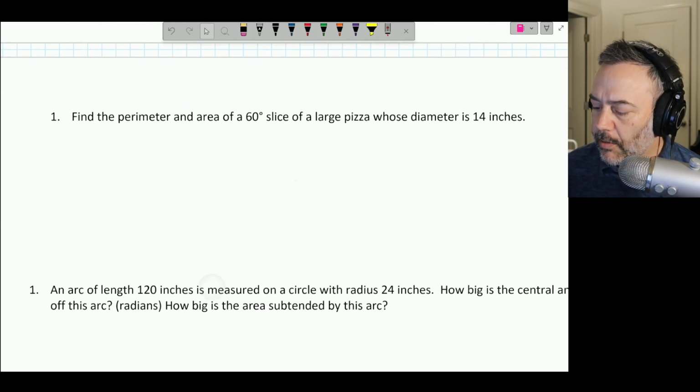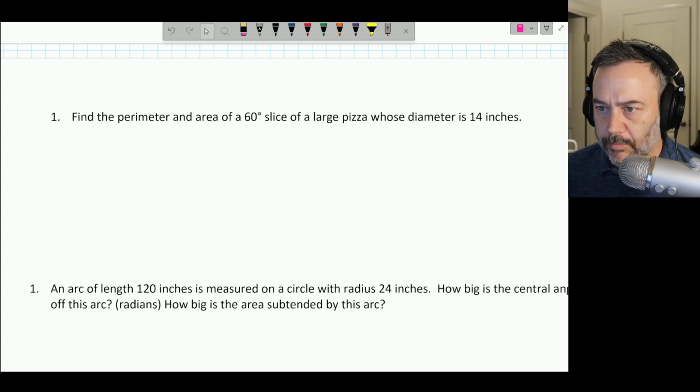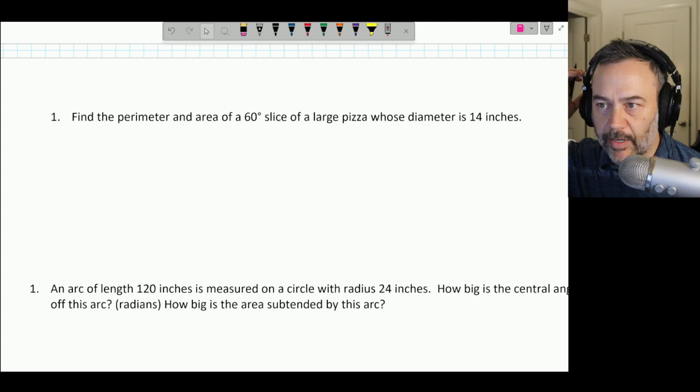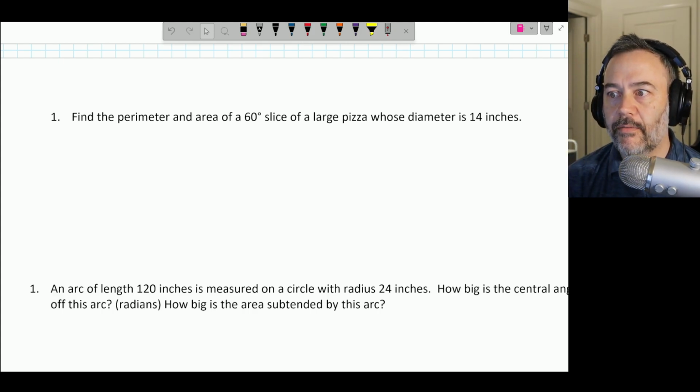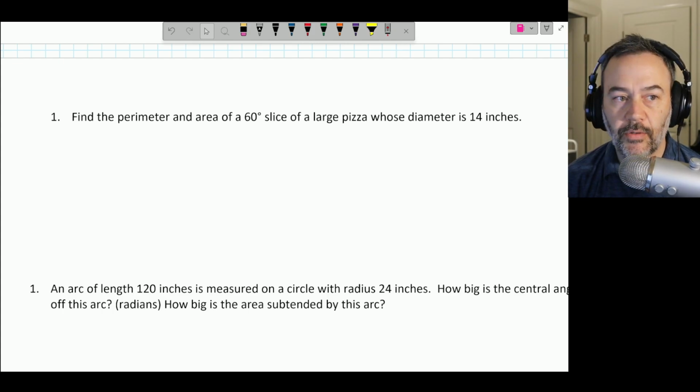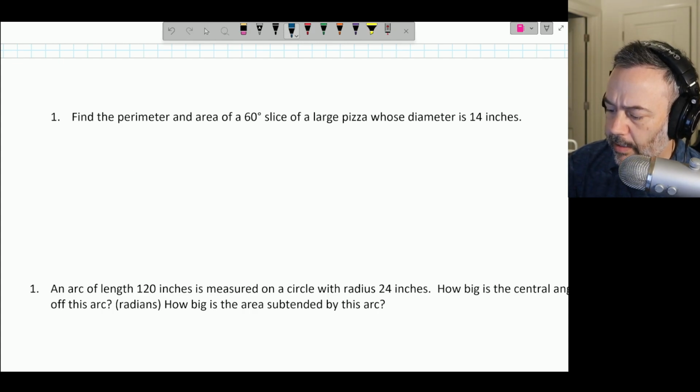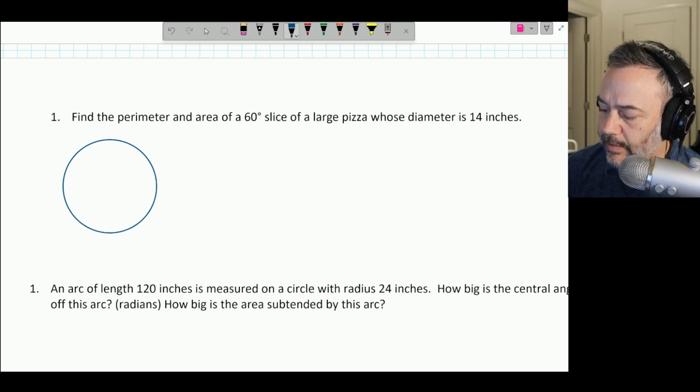Okay, a couple just quick basic problems. So we have a problem here. Find the perimeter and area of a 60-degree pizza slice of a large pizza whose diameter is 14 inches. Okay, so we have a pizza, and we've got a slice that's 60 degrees. Let's see, that's about 60 degrees.